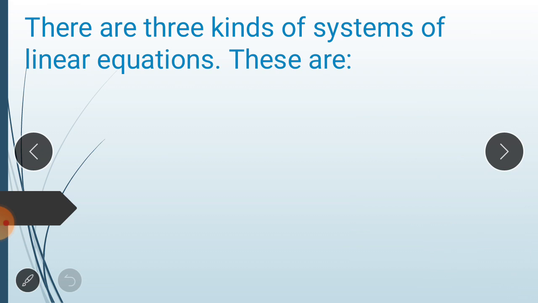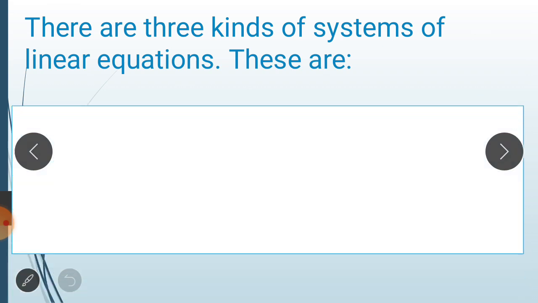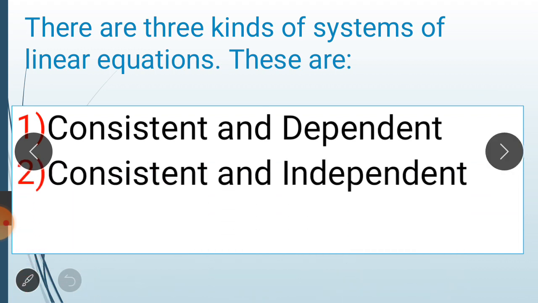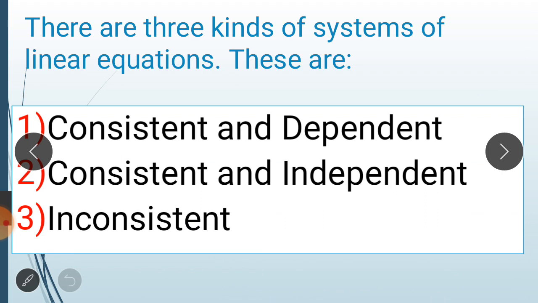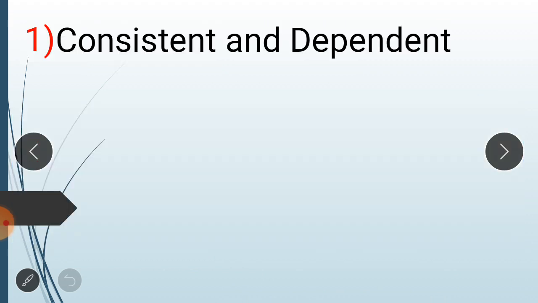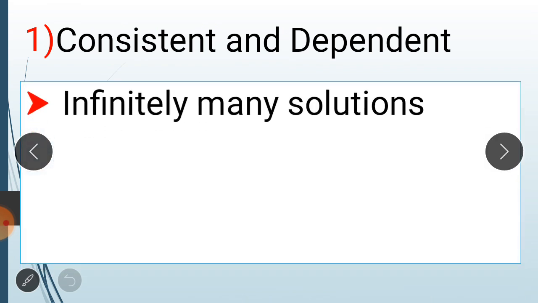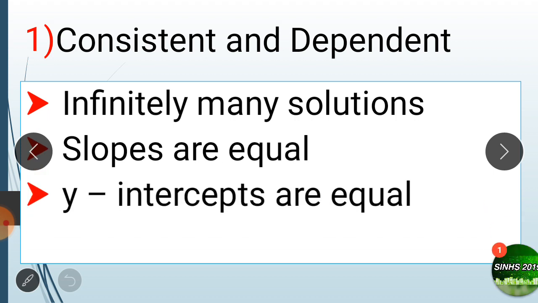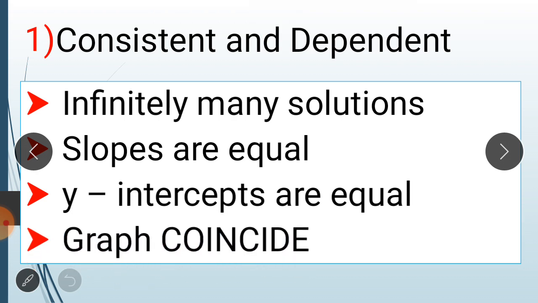Okay, so there are 3 kinds of systems of linear equations. These are consistent and dependent, consistent and independent, and inconsistent system. Okay, so let's identify each system. Number 1, infinitely many solutions, slopes are equal, y-intercepts are equal, and the graphs coincide. Okay, so that's why I ask you to identify the slope and the y-intercept, whether they are equal or they are the same or different.